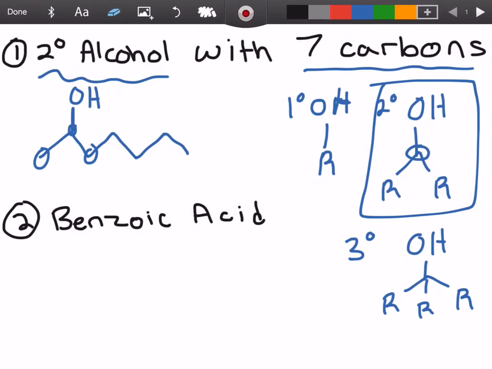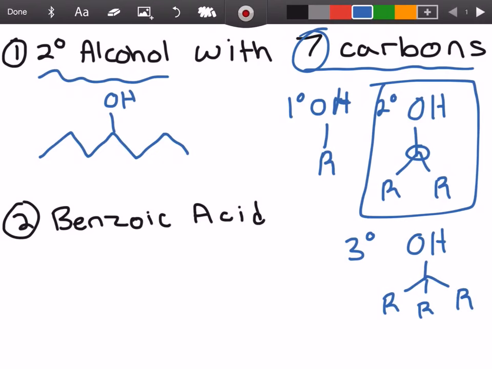That would give us an alcohol attached to this carbon, which is then attached to 2 other groups. If we wanted to, we could have put that in a couple other places. We could have, instead of putting it there, put it right over here. That still would have been a secondary alcohol with 7 carbons. So when we're asking for stuff like secondary alcohols with 7 carbons, you do have a little bit of creative freedom, as long as you make sure that it is a secondary alcohol with 7 carbons specifically. So let's move on to the next example.